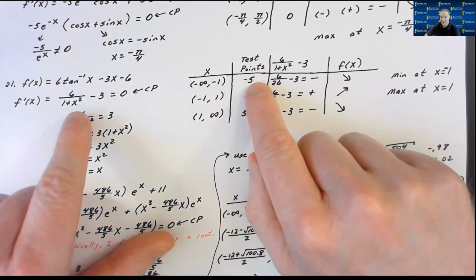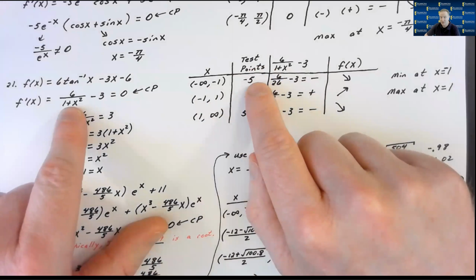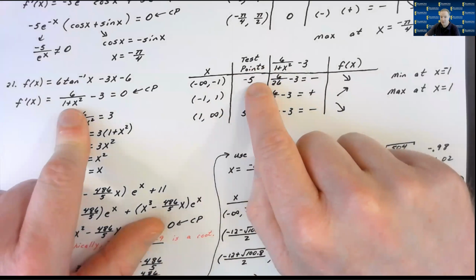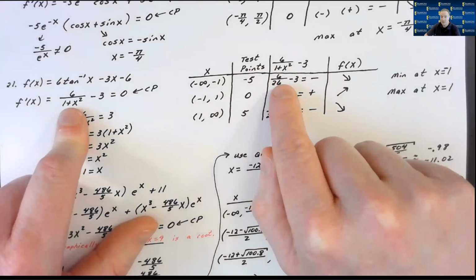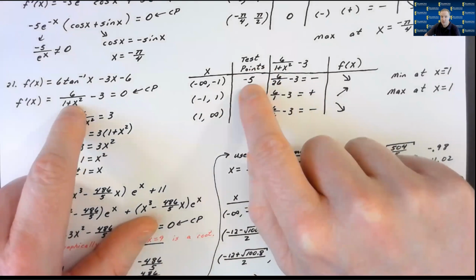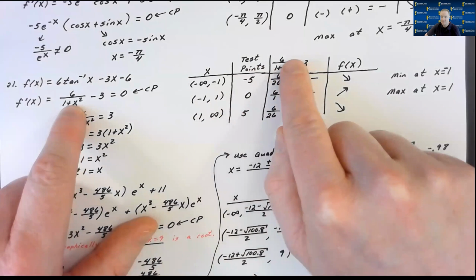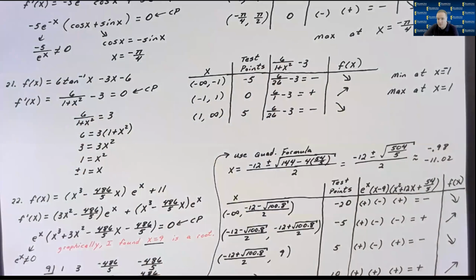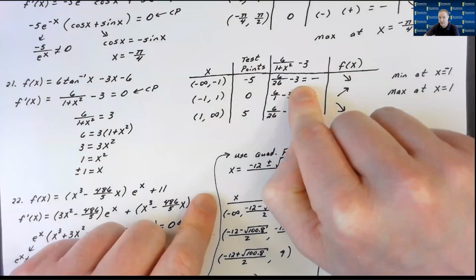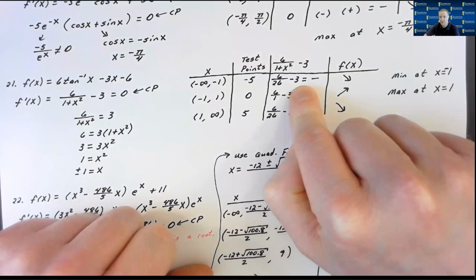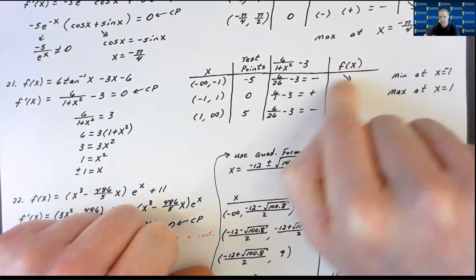We plug in test points that are inside each of these regions, and then think about what that's going to do. Now, I didn't have a factored first derivative like I normally do, but you can still plug it in. And in fact, you'll see I plugged in the actual numbers here. When I plug in a negative 5 into this expression, I would get 6 over 1 plus 25. That gave me 6 over 26. I'd be subtracting a 3 from that. Clearly, that's a negative number. My function's decreasing in that region.